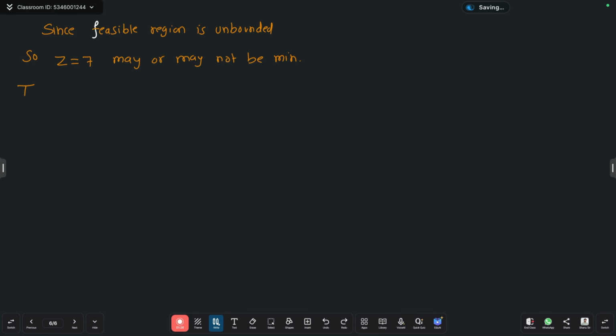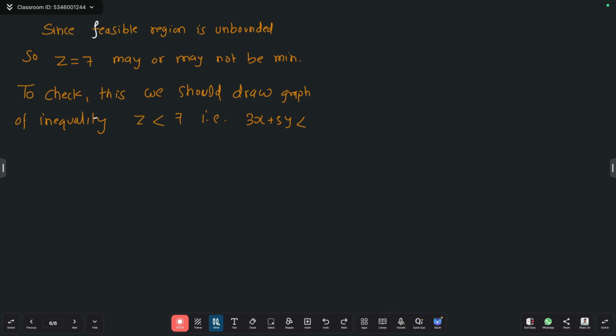To check this, we should draw the graph of an inequality. Which inequality? If the problem is minimum, then Z less than. If the problem is maximum, then Z greater than. Because our problem is to minimize, we should check the inequality Z less than the minimum value 7. That is, 3x plus 5y less than 7.